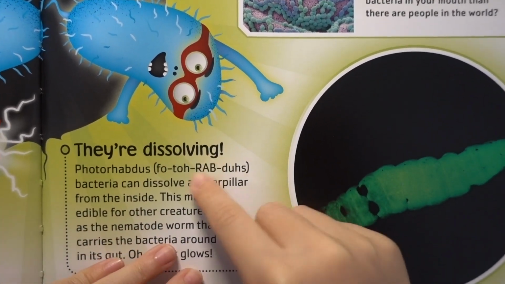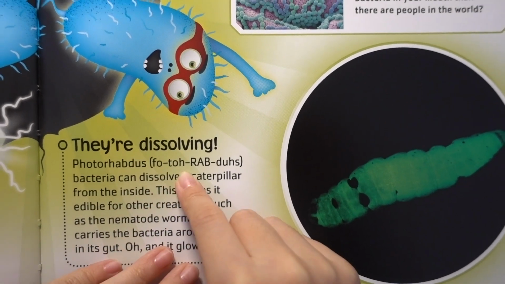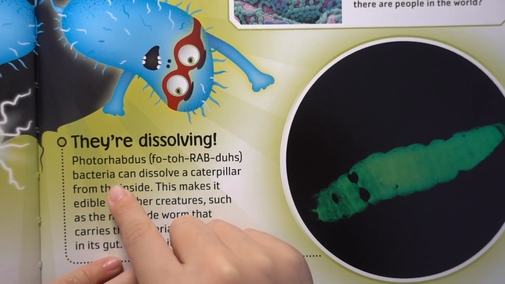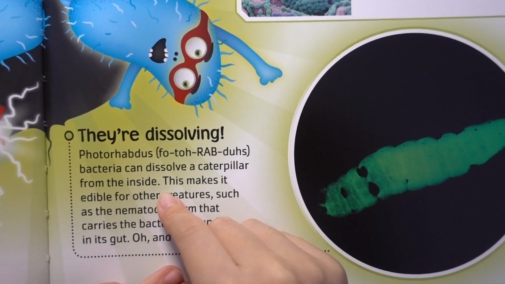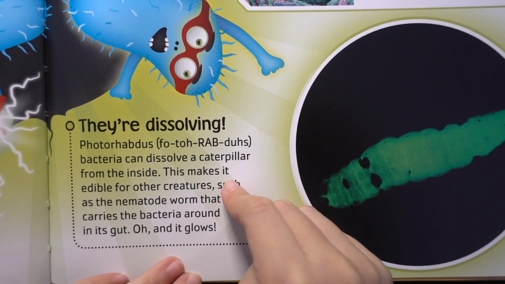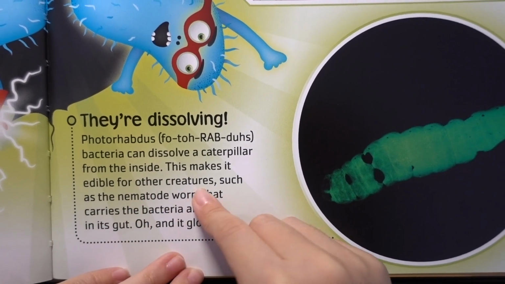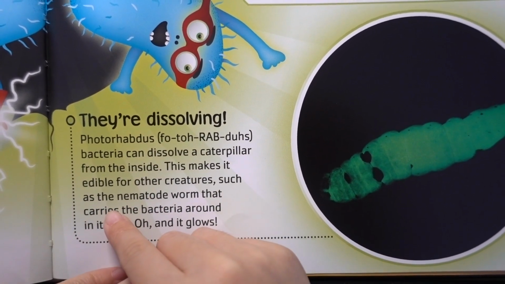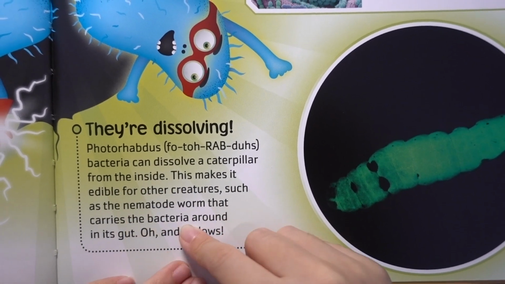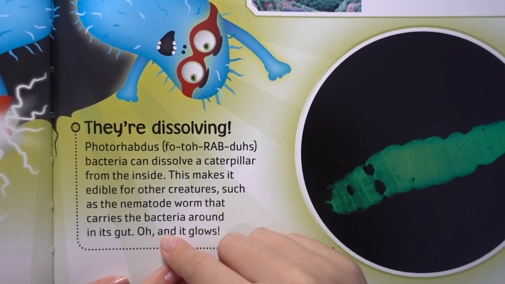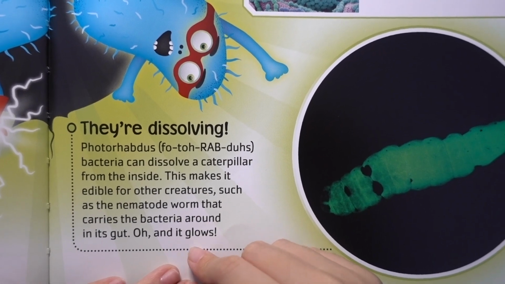They're dissolving. Photorhabdus bacteria can dissolve a caterpillar from the inside. This makes it edible for other creatures, such as the nematode worm that carries the bacteria around in its gut. Oh, and it grows.